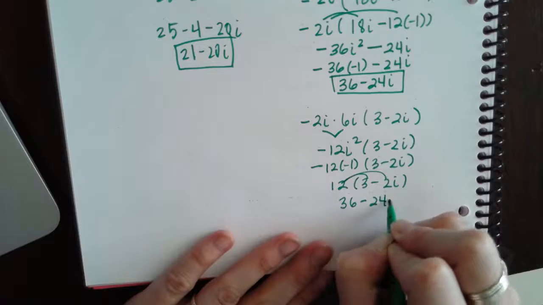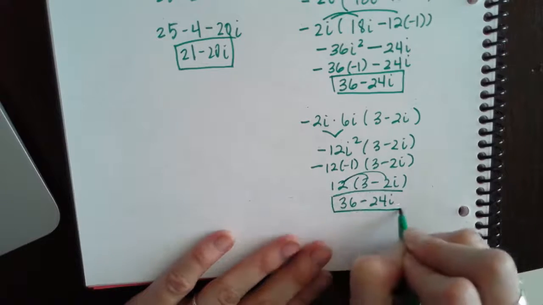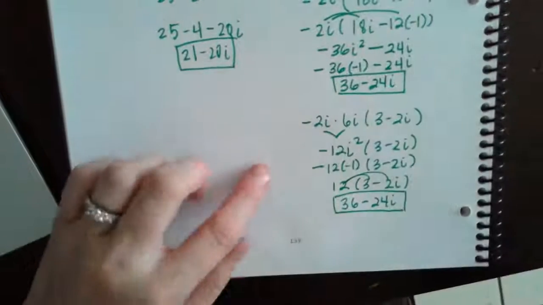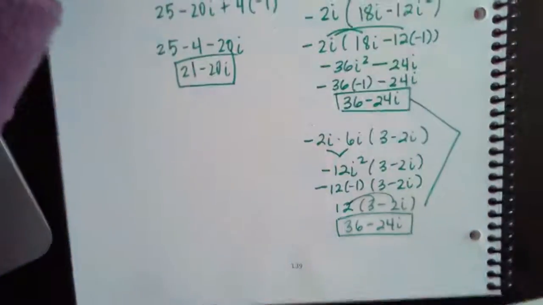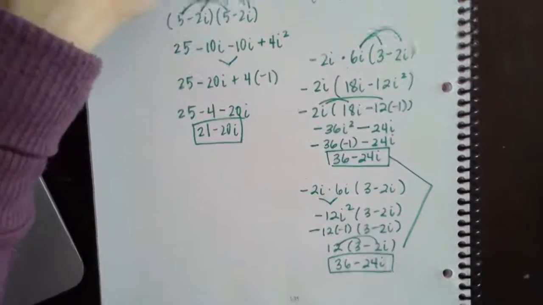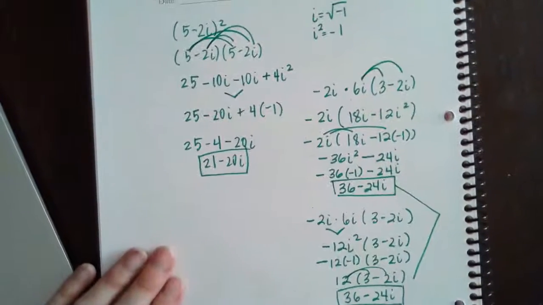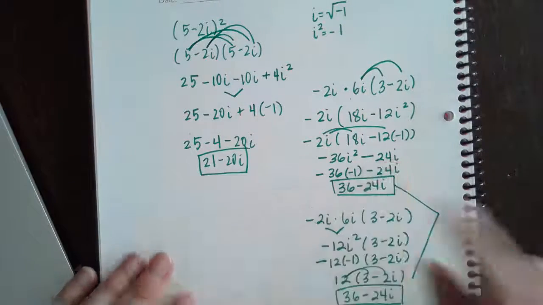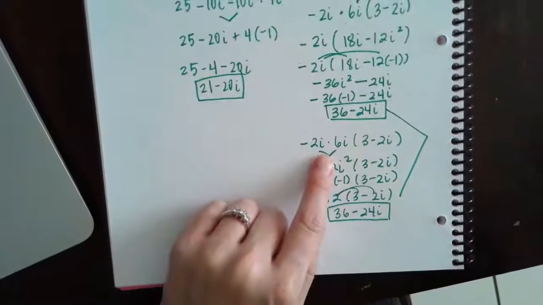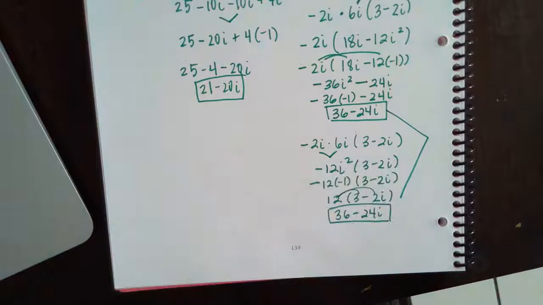Oh my goodness, guys, look, we got the same answer. They're the same. They're twinners. So it doesn't matter which you do first, if you distribute and then multiply through like we did up here, or if you multiply the leading coefficients and then distribute. Either way, whatever you like better.